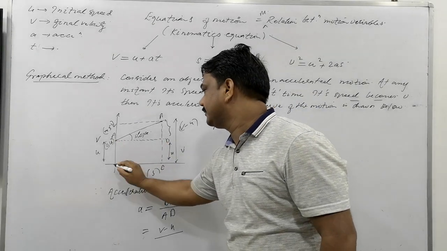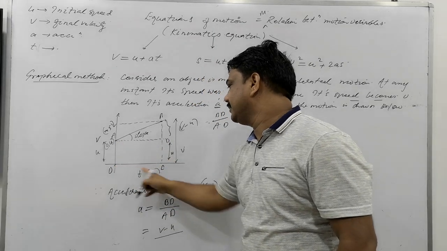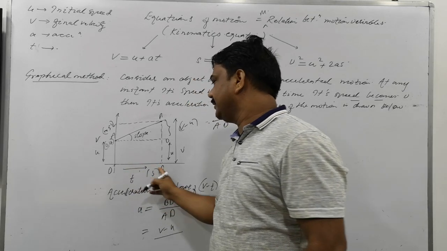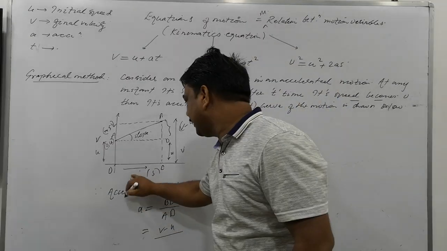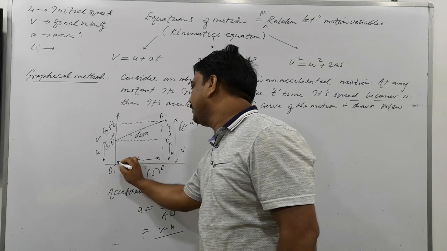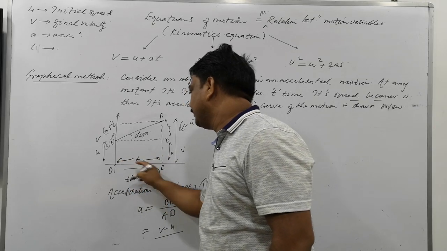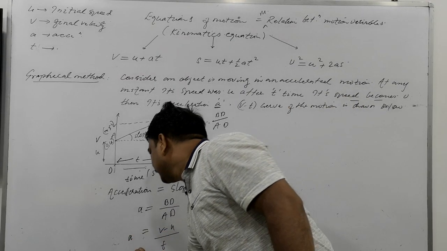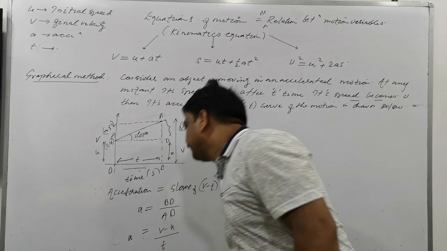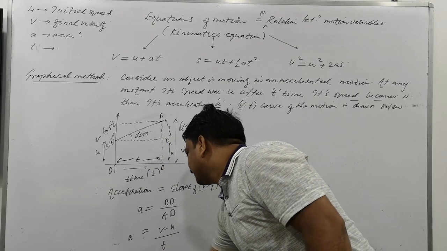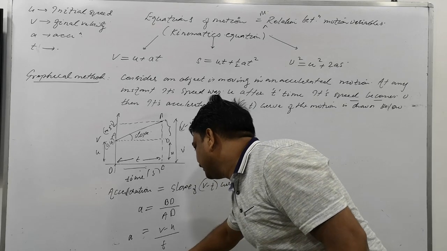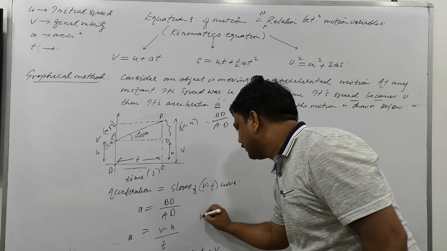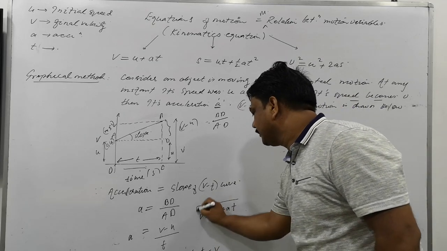And from here to here, what is AD? It is not u; AD is just the time interval. This is the time interval t from here to here. I'm writing this as time. So the slope is a equals v minus u upon t. Further this can be written as at equals v minus u. Transferring u here, u plus at is equal to v. Or also it is written as v is equal to u plus at. This is the first equation.